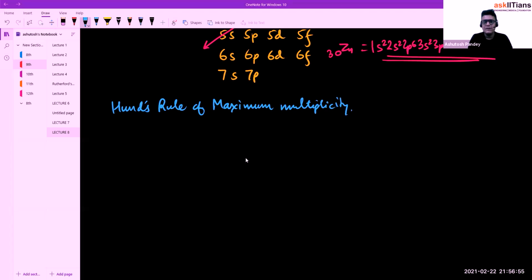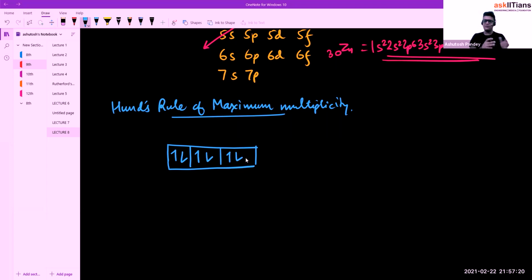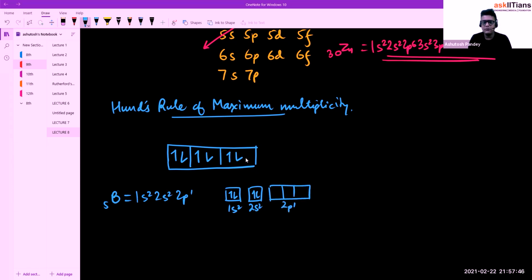It says that whenever electrons enter a p subshell, first all these orbitals will have one electron each, like this, one electron here, one here, one here, and only then will they get a partner. Only then will the pairing of electrons occur. If we want to write the electronic configuration of boron, boron has 5 electrons, so we write 1s2, 2s2, 2p1. 1s2 has 2 electrons, 2s2 also has 2 electrons, and then we have 2p1, one electron in this.